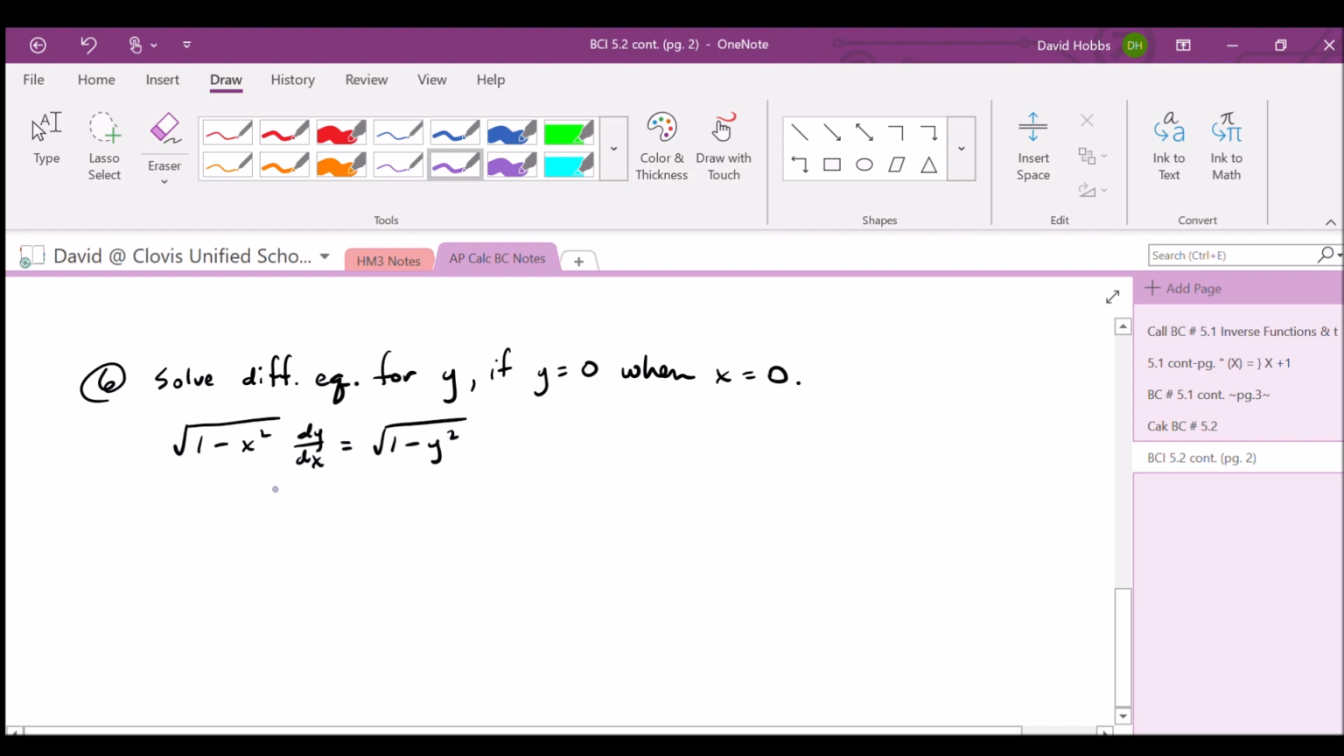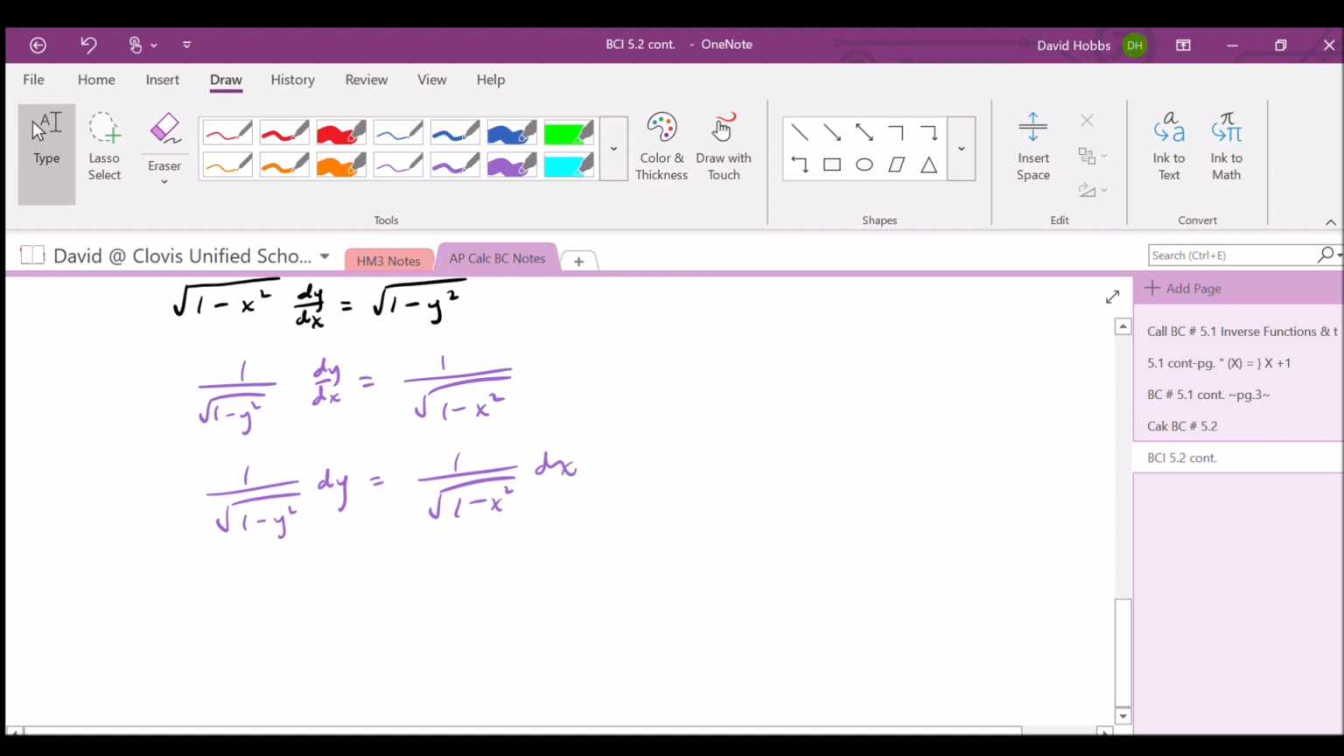So I would want to move the square root of 1 minus y squared over to the left, and the square root of 1 minus x squared to the right. And I can't just put it like that. Over here, this would be 1 over root 1 minus y squared, and the other side would be 1 over root 1 minus x squared. And then I need to move the dx to the other side. So 1 over root 1 minus y squared dy equals 1 over root 1 minus x squared dx. Okay, so that's my separation of variables.